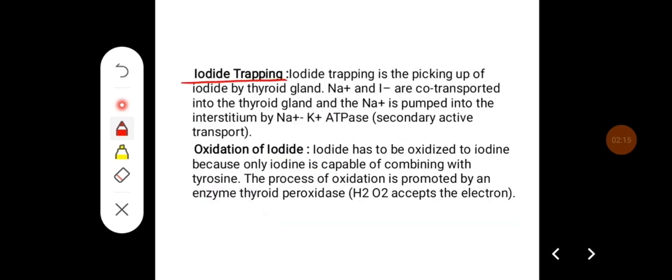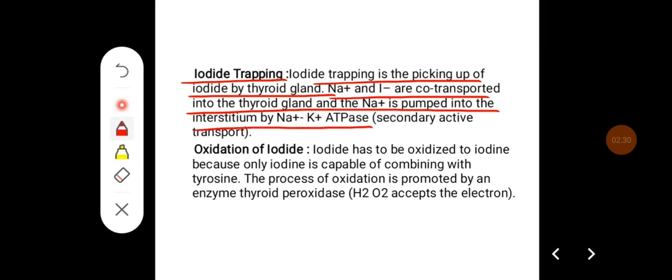Then there is a step of iodine trapping. Iodine trapping is the picking up of iodide by the thyroid gland. Sodium and iodide are co-transported into the thyroid gland, and sodium is pumped into the interstitium by sodium potassium ATPase, which is also called a secondary active transport mechanism by which the gradient for sodium is created.